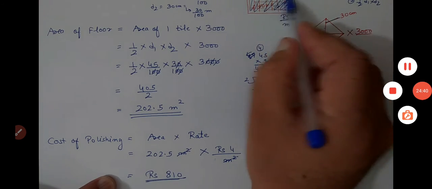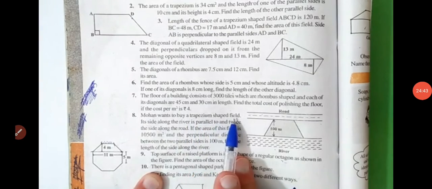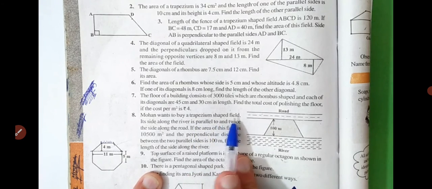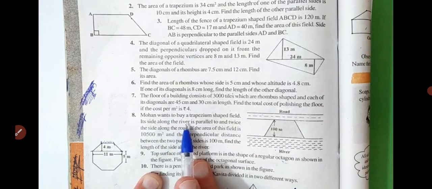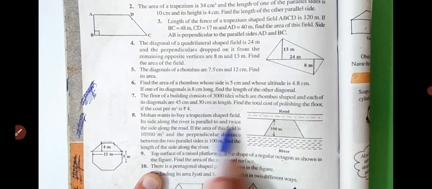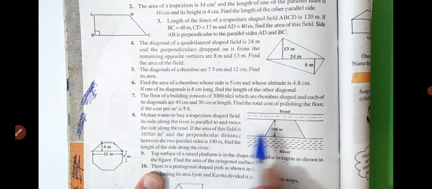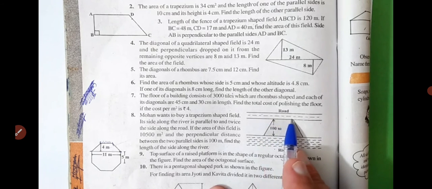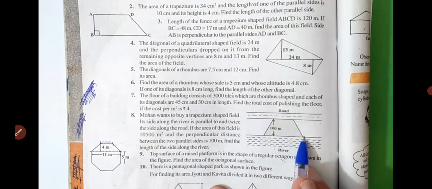Okay, now let's read question number 8. Mohan wants to buy a trapezium shaped field. Its side along the river is parallel to, and twice, the side along the road. Okay, if the area of this field is 10,500 meter square and the perpendicular distance between the two parallel sides is 100 meter, find the length of the side along the river.